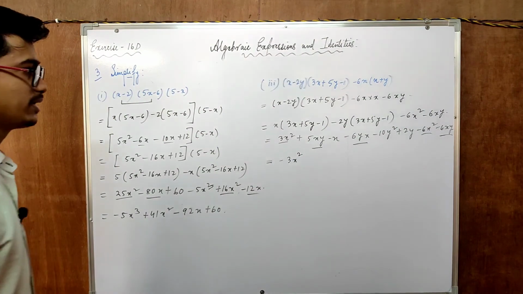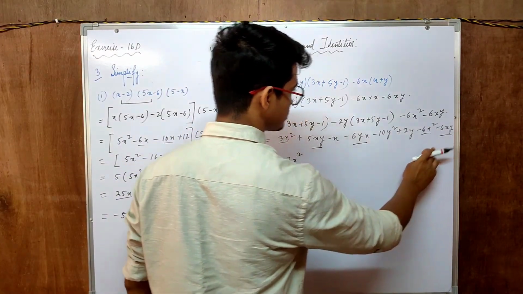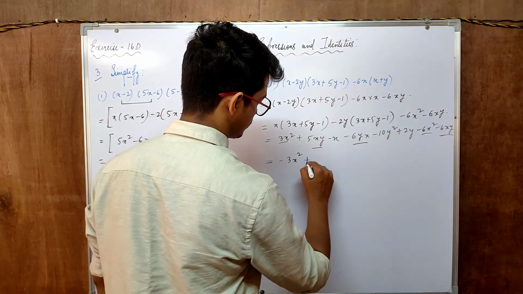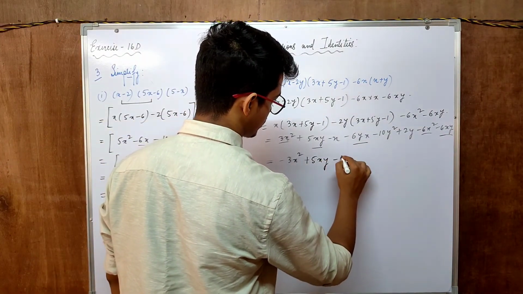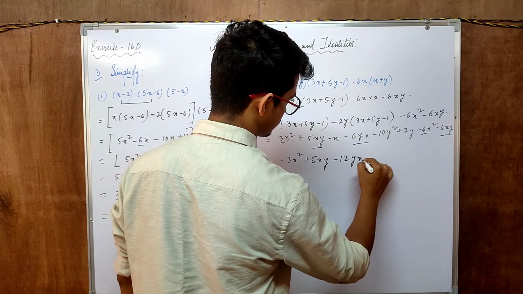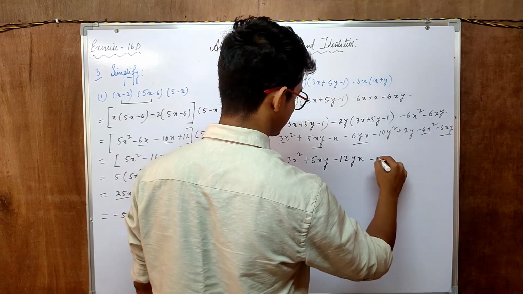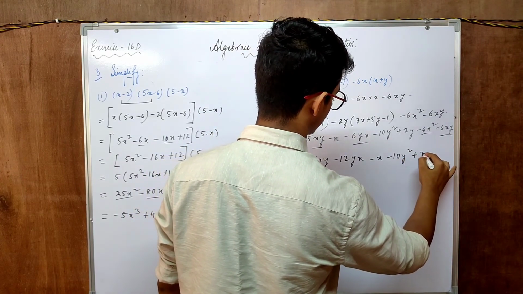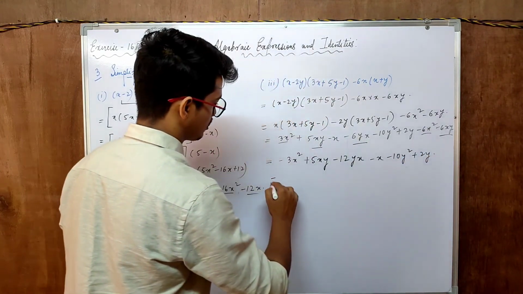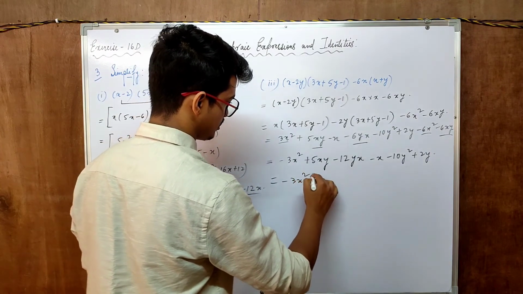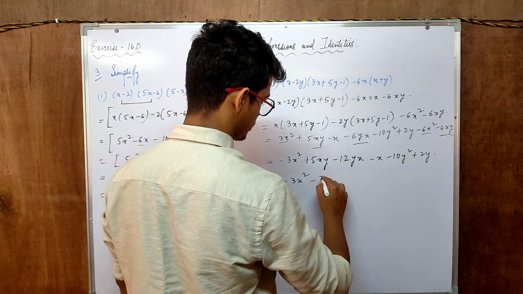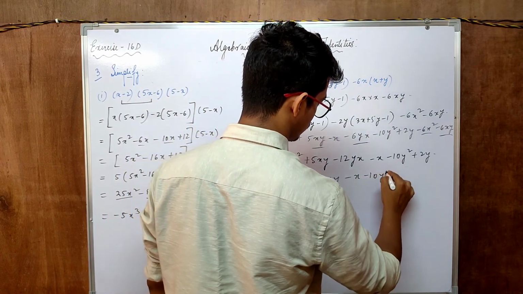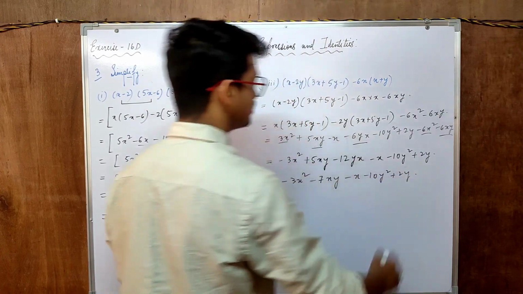So together it will become 6 and 6, it will become 12 because the same sign is there. So that means I'm just writing this part, 5xy minus 12yx and then minus x and minus 10y square plus 2y. Okay, let's just summarize this part. That is, it will become how much? Minus 7xy minus x minus 10y square plus 2y. That is the net result.